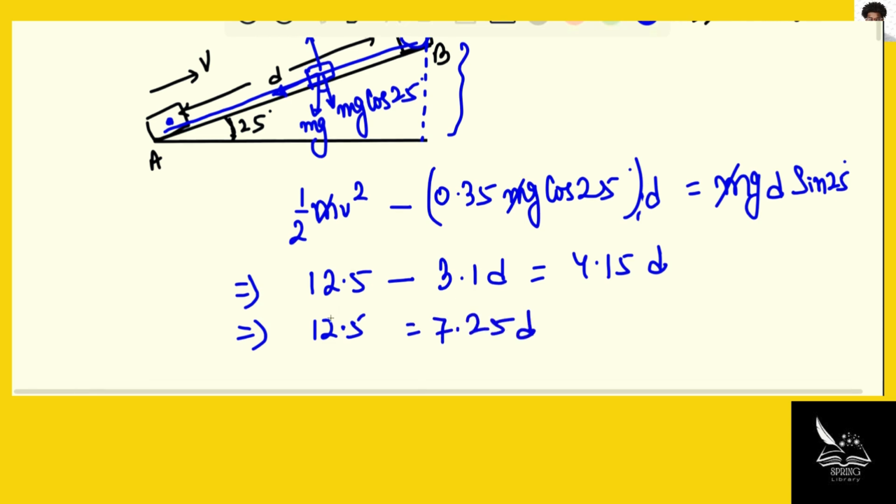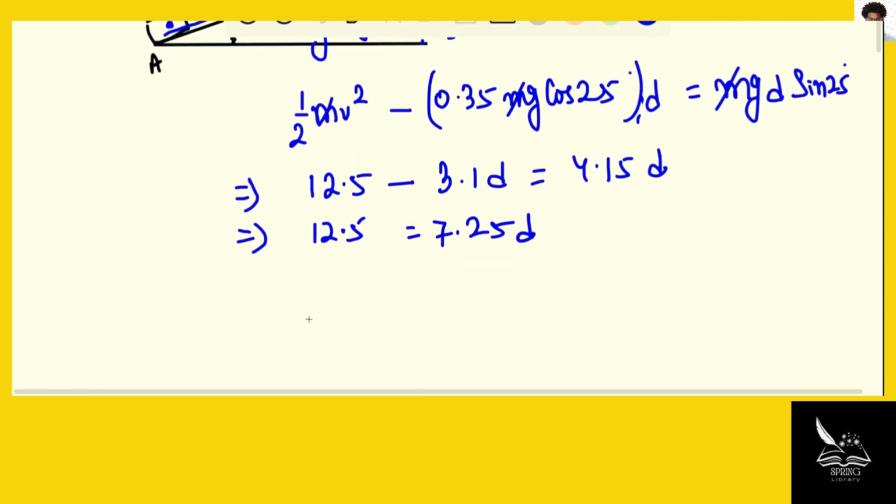So from here we can get the value for d by adding 3.1 with 4.15, and that's 7.25 d. And now we divide this 12.5 by 7.25, and that's going to give us the value for d as 1.7 meters approximately.